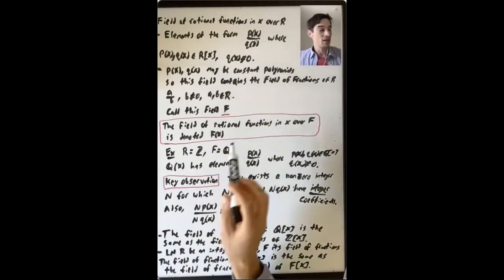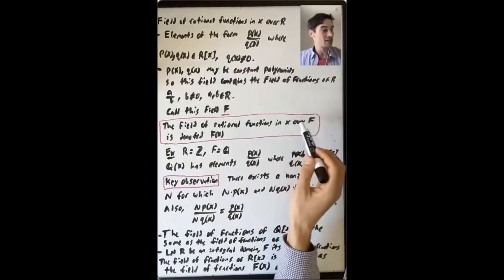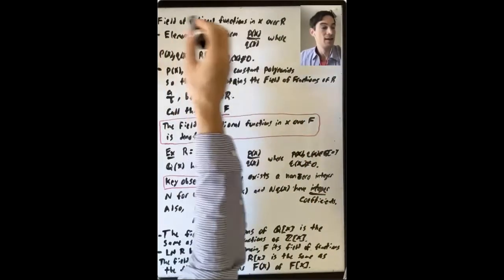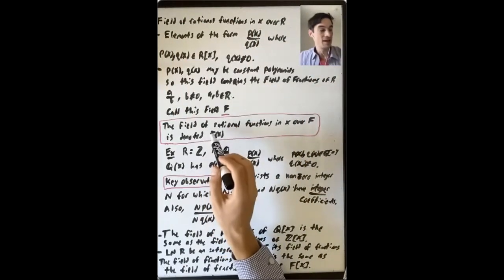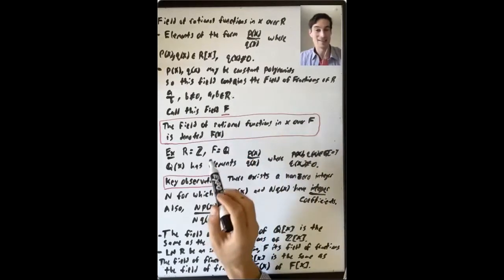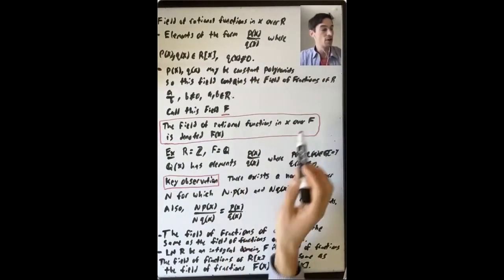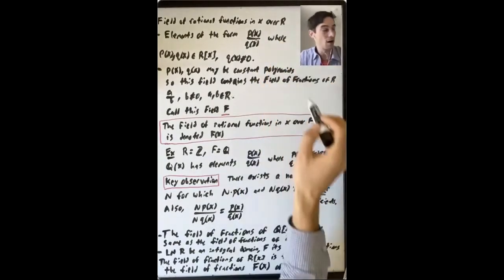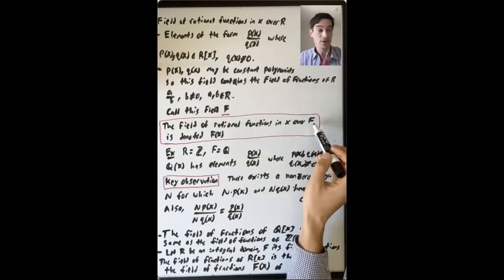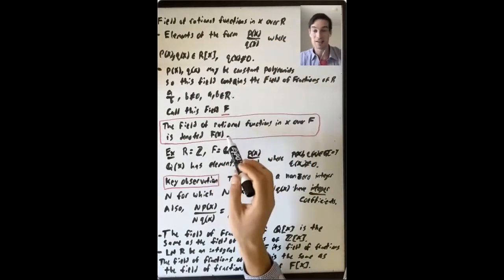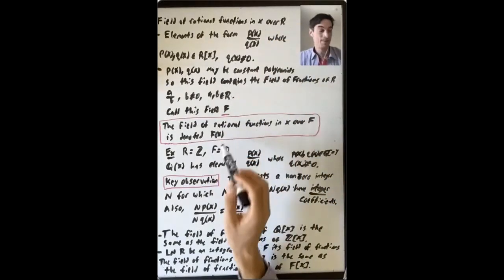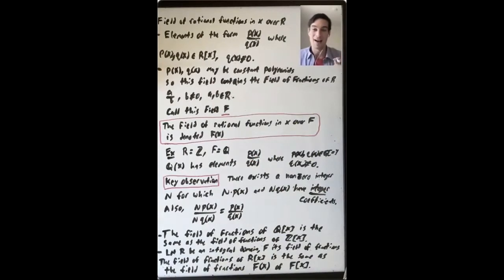And the field of rational functions in X over F is denoted F parentheses X. So here we're talking about the field of rational functions in X over R. So if we take our ring R to be F, the field of fractions of R, this gets a special notation, F adjoin X or F parentheses X.